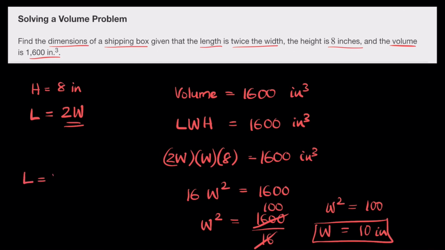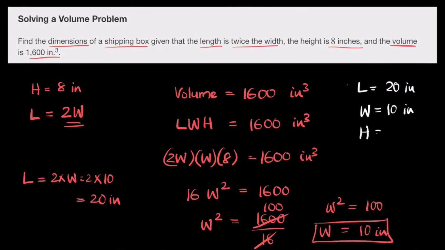So length is twice the width, which means twice 10. So that is 20 inches. So now we have all the values that we need. So length is 20 inches. Width is 10 inches. Height is 8 inches. So this is your answer. So with that we end the lecture on the topic of models and applications.